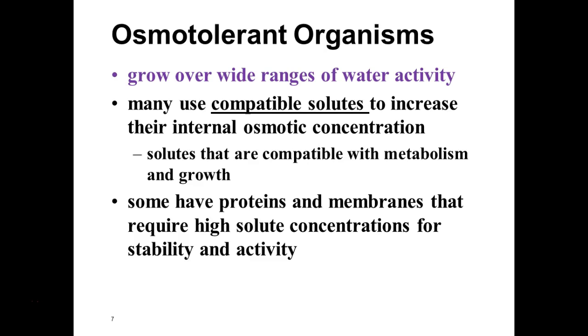So obviously some organisms have adapted to these types of environments. They've become what we refer to as osmotolerant. They can grow over a wide range of water activities. So as the activity goes from low to high to medium, they are okay. And how they've adapted is they have what's referred to as compatible solutes. This allows them to increase the internal osmotic concentration. They're compatible with metabolism and growth, right? But they're going to help with this problem of acquiring water from the environment.